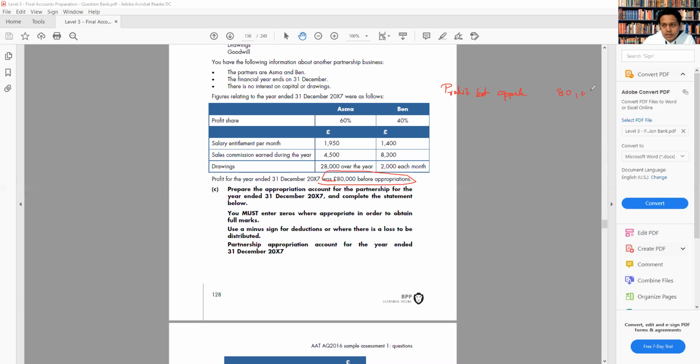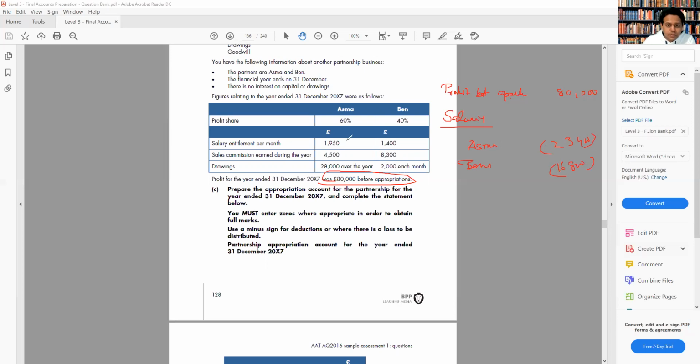and from here we minus all these expenses. If there is interest on drawings, we add. Otherwise we minus everything. So the first thing we'll do is salary. So we have two persons, Asma and Ben. So salary for Asma, how much is it? 23,400. Okay, 23,400. And for Ben, 16,800.